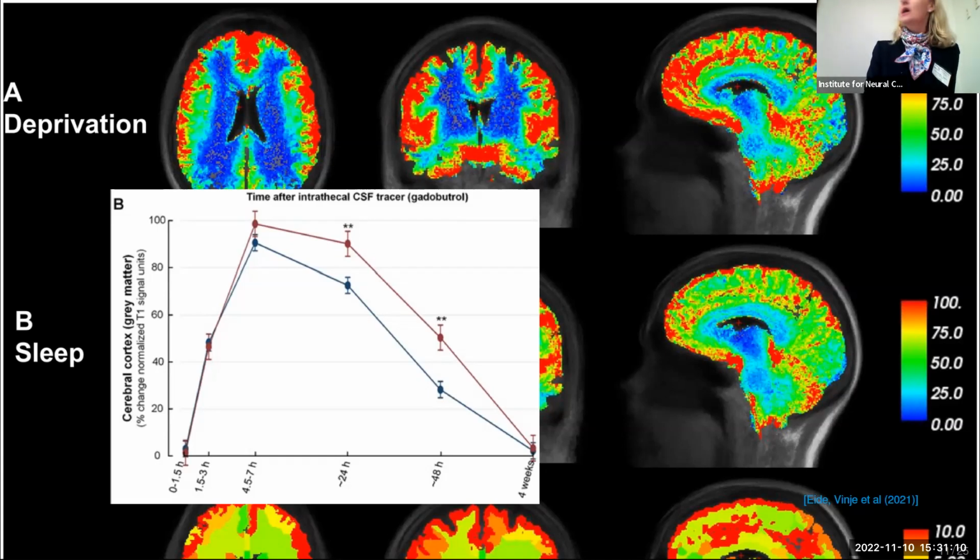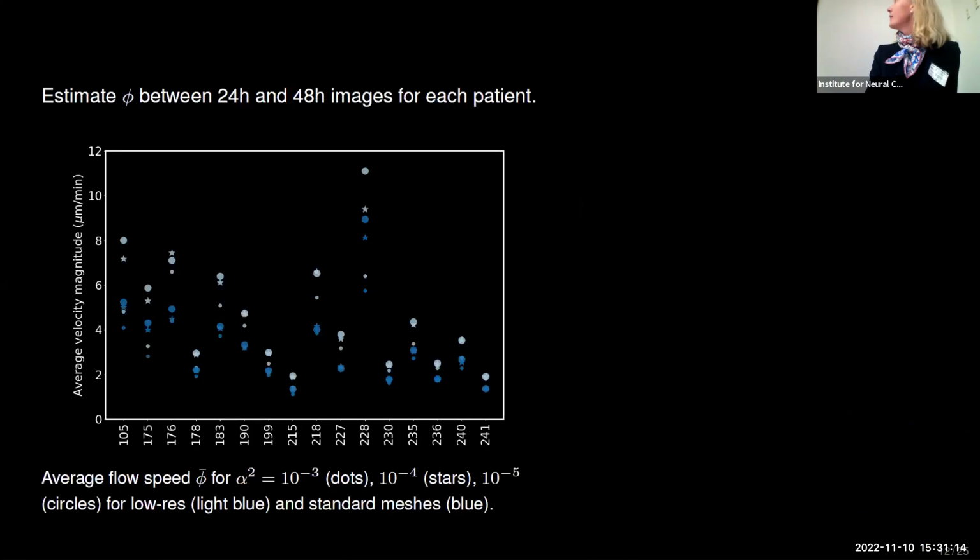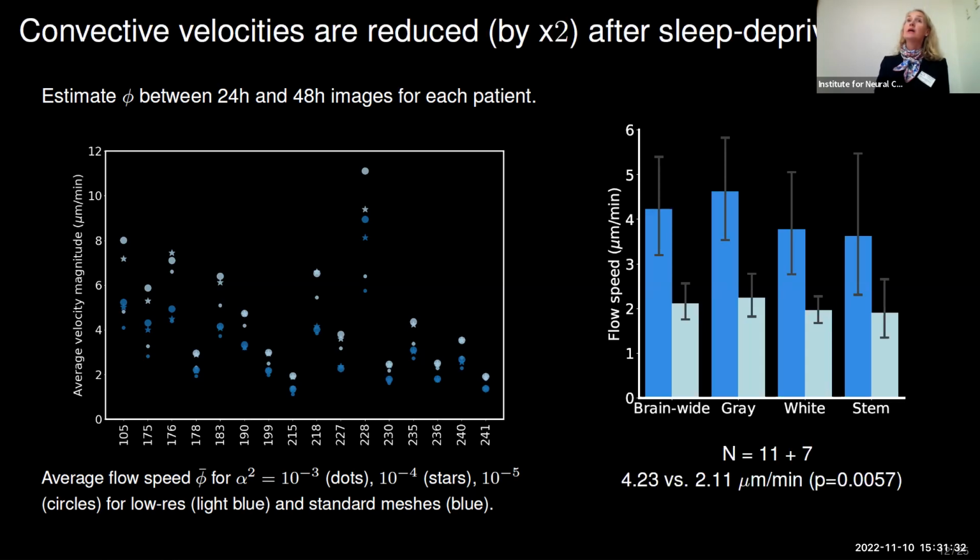Now, does our modeling reflect this? Well, what we could do is estimate this average velocity field in the clearance phase, so between 24 and 48 hours, for each patient. And then we can compute the average flow speed in the brain overall and in different brain regions. And what we found was that this convective velocity that we also estimated was also lower by a factor of 2 in the sleep-deprived cohort.